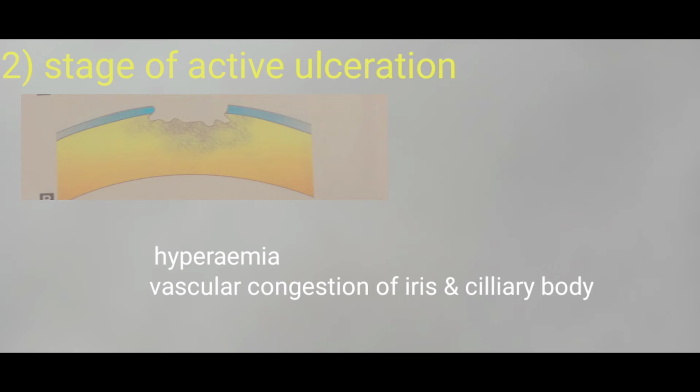Then stage 2, the stage of active ulceration. It results from the necrosis and sloughing of the epithelium, Bowman's membrane, and involved stroma. During this stage, there is an occurrence of hyperemia, which results in the accumulation of purulent exudate on the cornea. Then the second is the vascular congestion of the iris and the ciliary body. And the third is the ulceration may further progress.